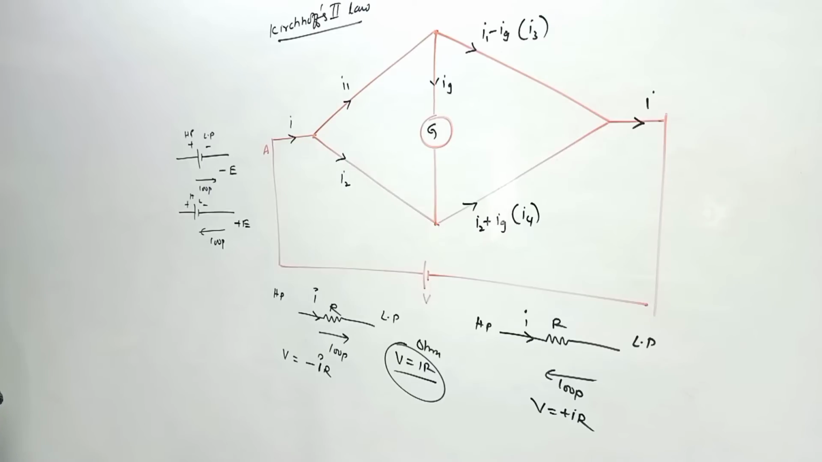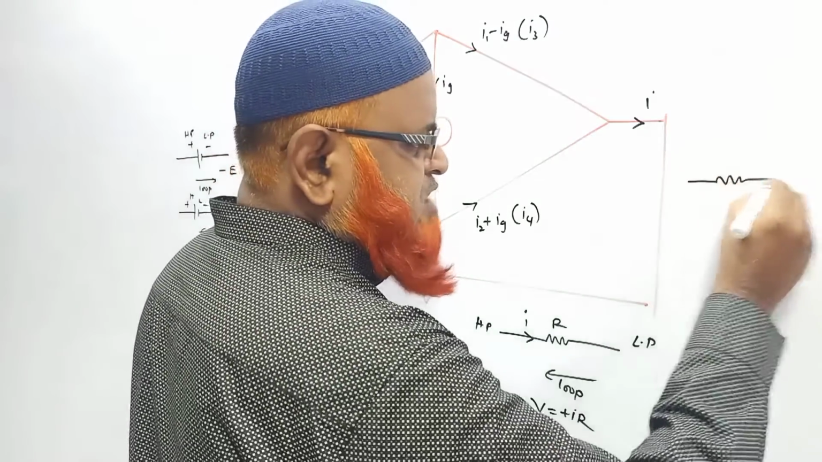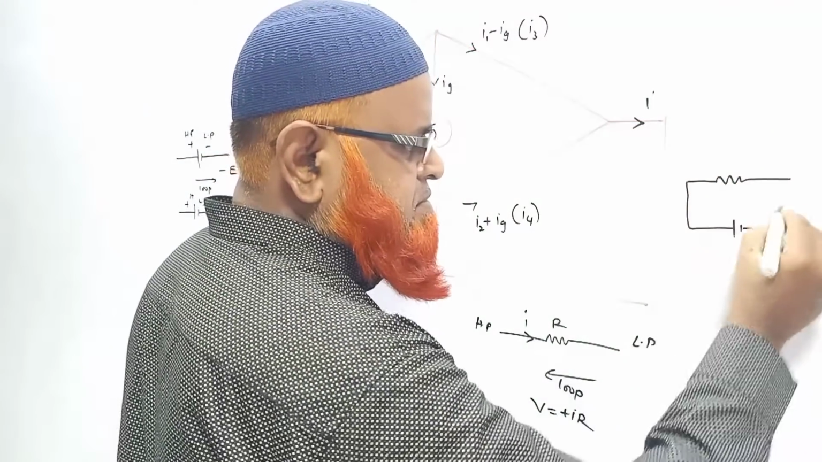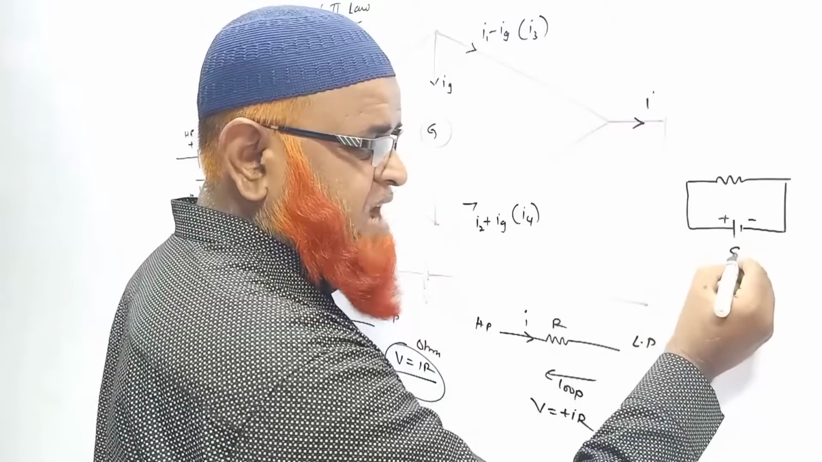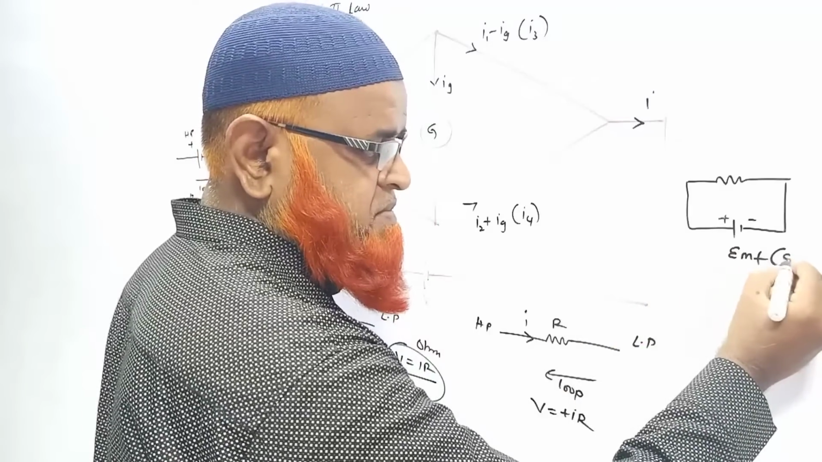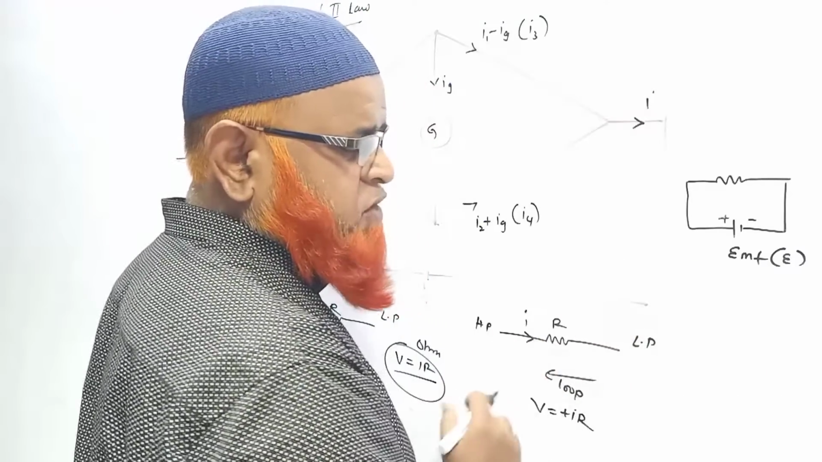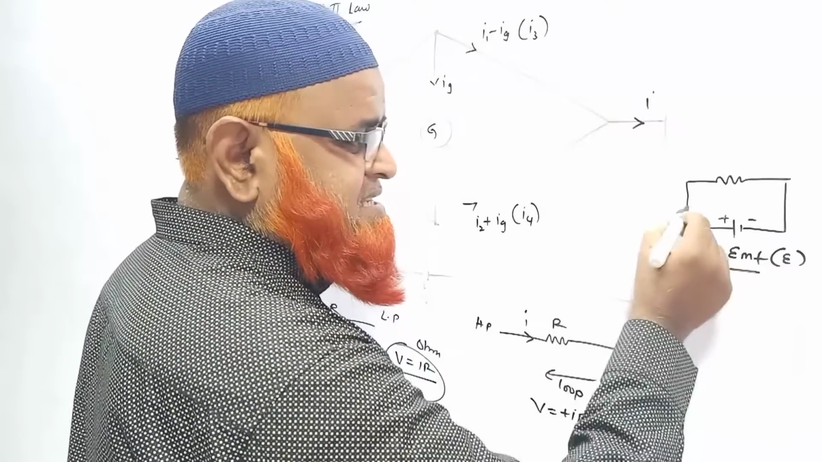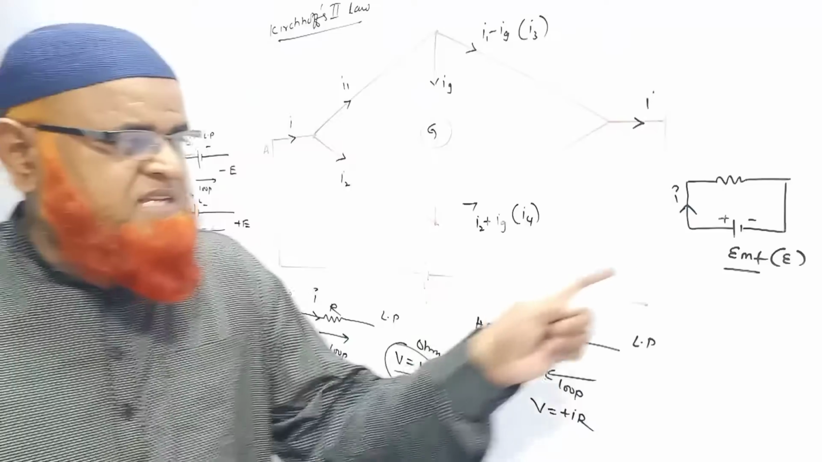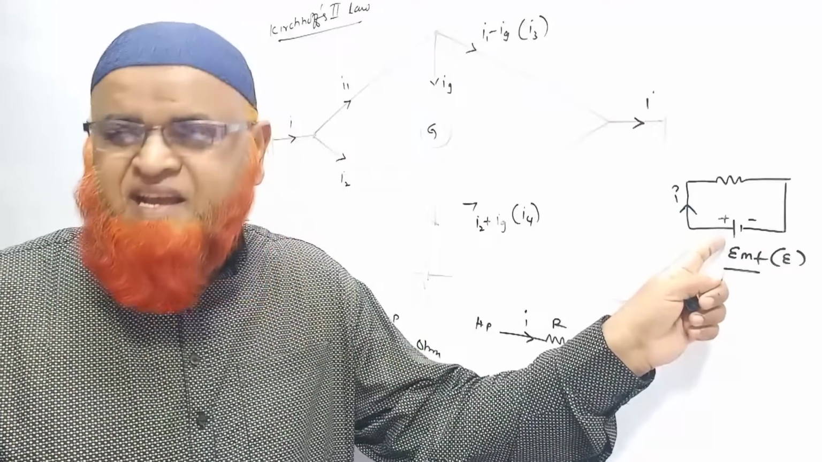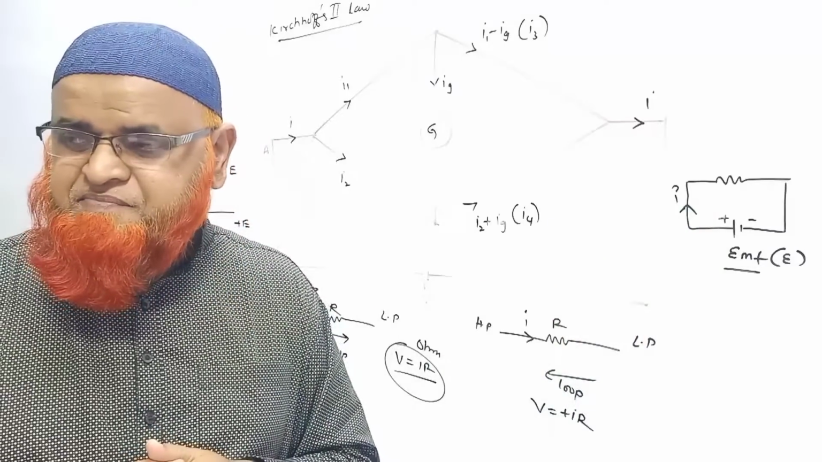You know what is the meaning of electromotive force? I'll tell you. See, for example, there is one resistor here. This is the positive and negative terminal. This is a battery having electromotive force, which is called EMF. What is the meaning of electromotive force? This is the work done. Electromotive force is the work done on charge carriers.